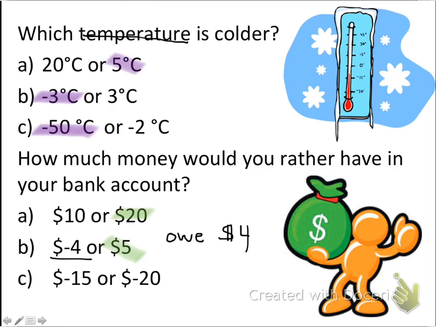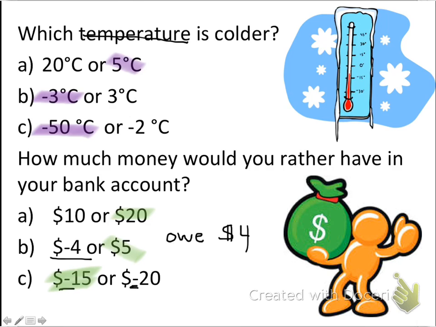All right, let's look at the next one. Would you rather owe, because we've got this negative sign out here, would you rather owe the bank $15 or owe the bank $20? I would rather owe the bank $15 because it's less money that you have to pay them. Okay, now that we're warmed up, let's talk about what these different things mean.